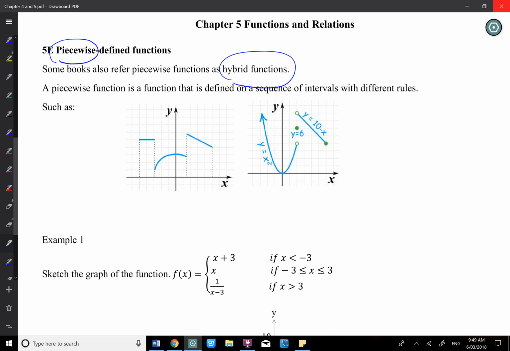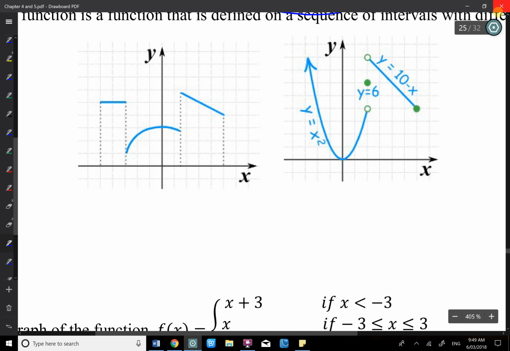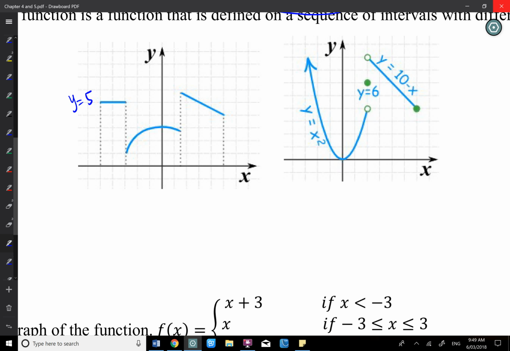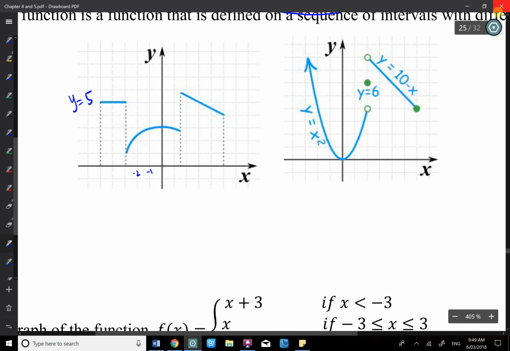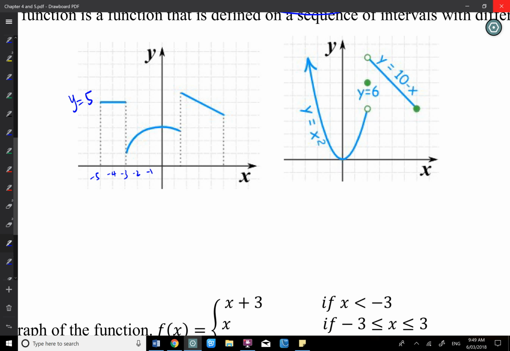We have this graph here. This graph follows 3 different rules. That follows one rule. If I count, that will be 1, 2, 3, 4, 5. That might be y equals 5. Okay, that might be a rule y equals 5. And for the domain, if I say that's negative 1, negative 2, negative 3, negative 4, and negative 5, the rule y equals 5 is only true when x is from negative 5 to negative 3. Only true for that period.